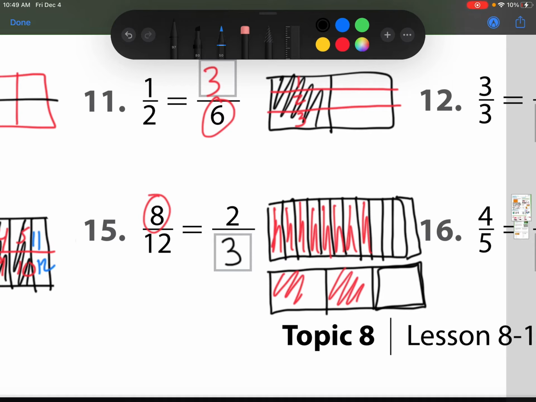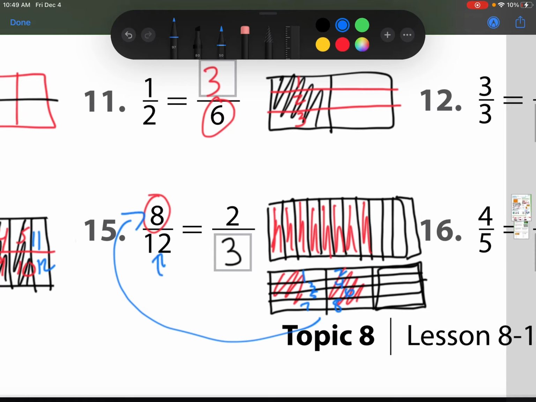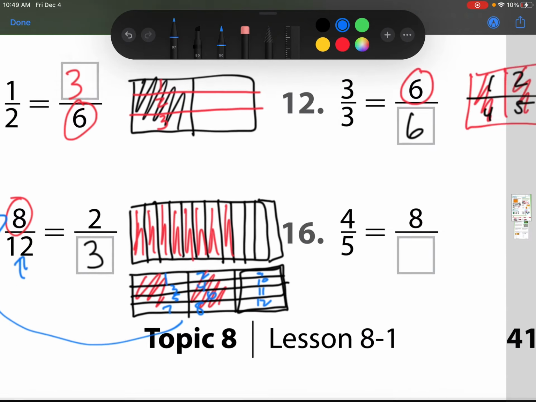But let's just check. If I break 2/3 up, so I have 8 pieces, then I should have 12 total. So let's break this up just to check. There's 1, 2, 3, 4, 5, 6, 7, 8 total shaded pieces. So let's check now. 1, 2, 3, 4, 5, 6, 7, 8. Ooh, there's 8 total shaded pieces. And then how many total pieces to make the whole? Well, that would be 9, 10, 11, 12. So yeah, 2/3 is our right answer.